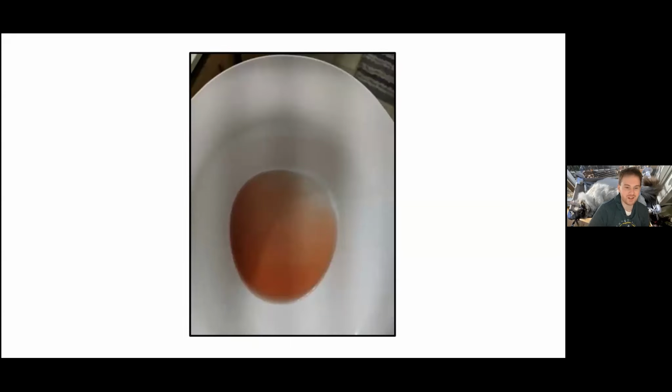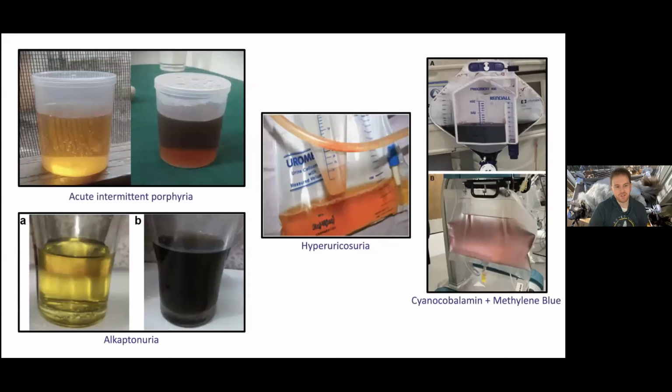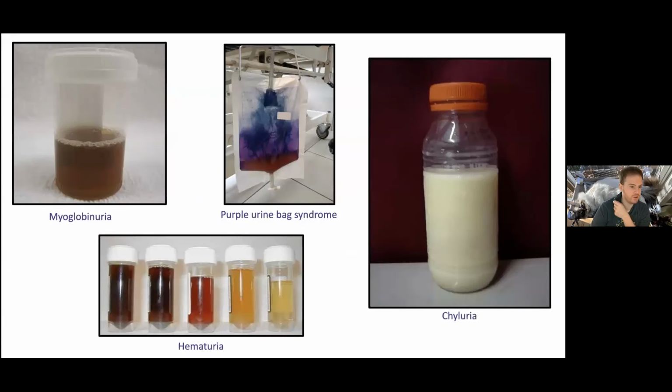And then this is actually one that Rashid got earlier. So this is bacteria. I show all of these pictures of urine just to help tell you that so much is going on with our patients, but the diagnosis really can be encapsulated in the urine. Like AIP, alkaptonuria, there's people getting B12 and methylene blue. Hematuria can be a wide range of things.